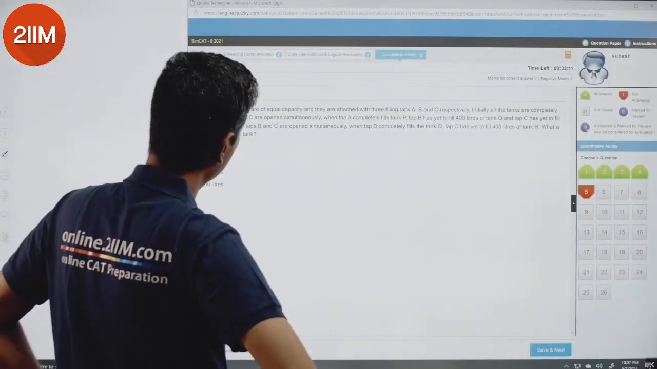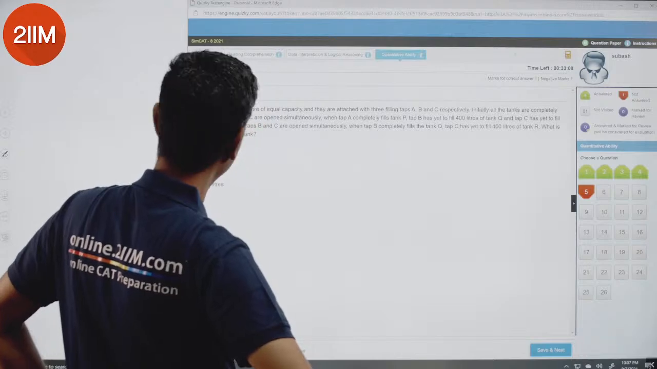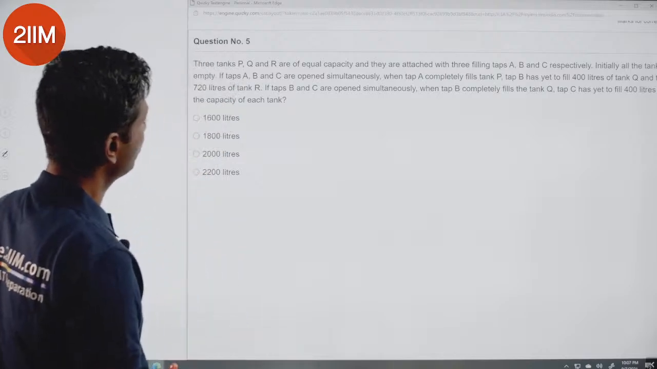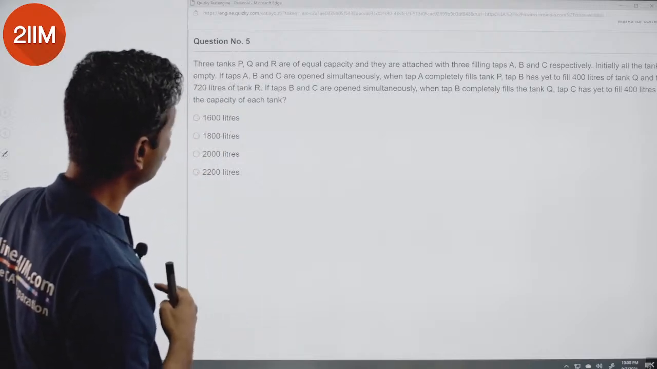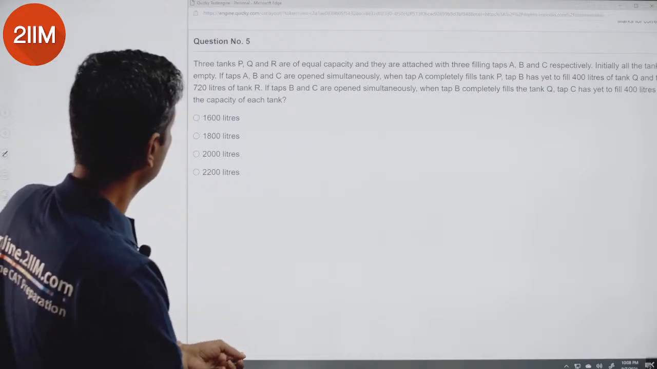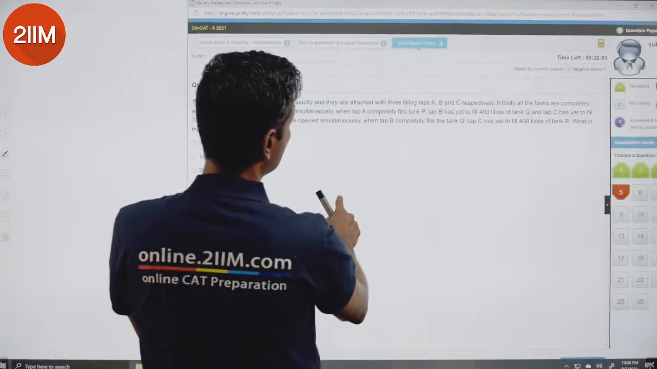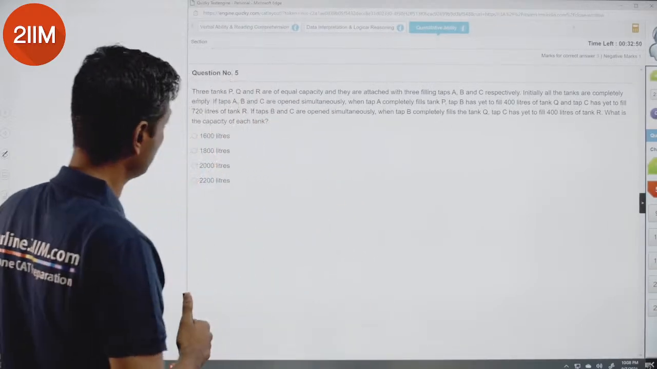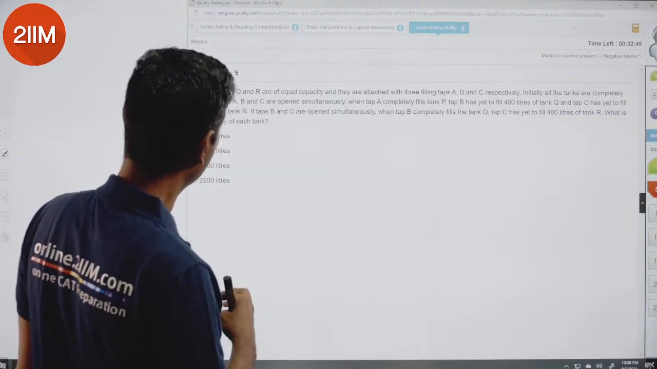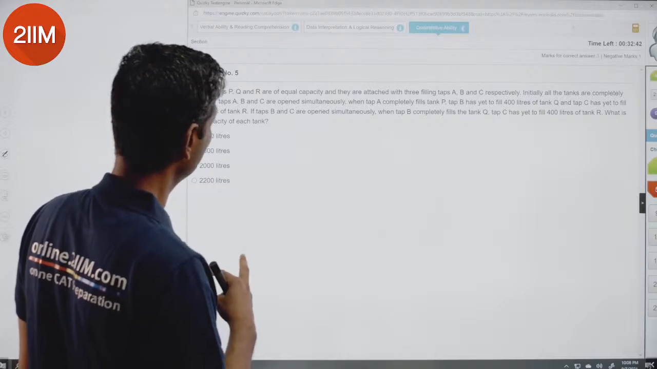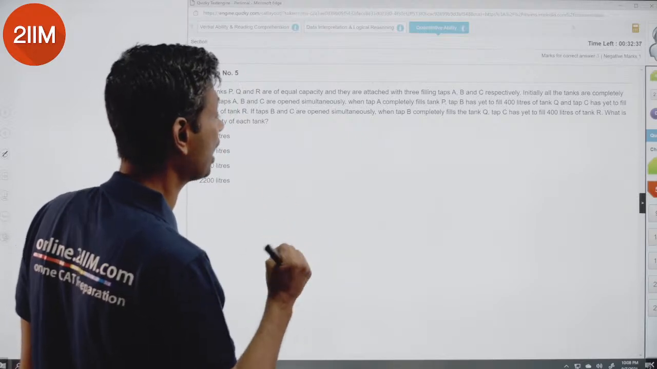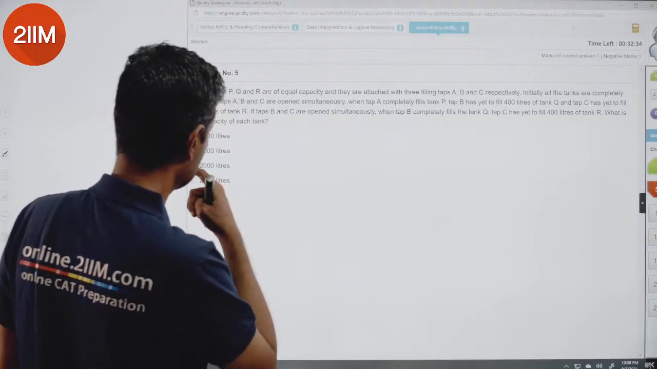3 tanks P, Q and R of equal capacity are attached with filling taps A, B, and C respectively. Initially, all the tanks are completely empty. Let's make this bigger. A, B, and C are opened simultaneously. When tap A completely fills tank P, tap B has yet to fill 400 liters and tap C has yet to fill 720 liters of tank R. B and C are opened simultaneously. When B completely fills tank Q, tap C has yet to fill 400 liters of tank R. What is the capacity of each tank?